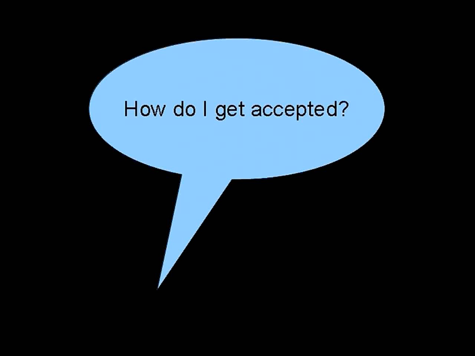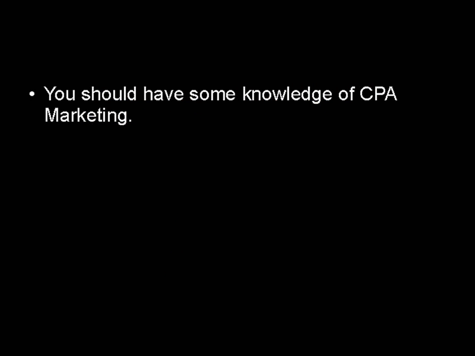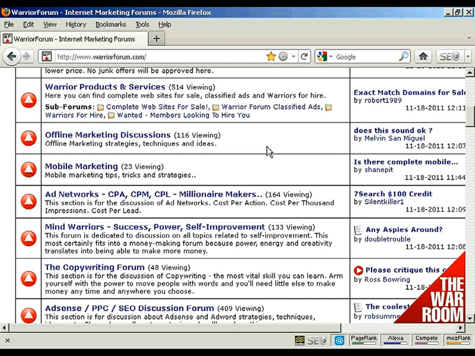One of the most commonly asked questions when it comes to CPA networks is how to get accepted, and I'm going to give you some tips in this video. Now, there are some important factors to keep in mind when you are applying to a CPA network. First of all, you should have some knowledge of CPA marketing. You don't have to be an expert, but you do have to have some idea of what CPA marketing involves. Incidentally, a good place to find information about CPA networks is the Ad Networks section of the Warrior Forum.